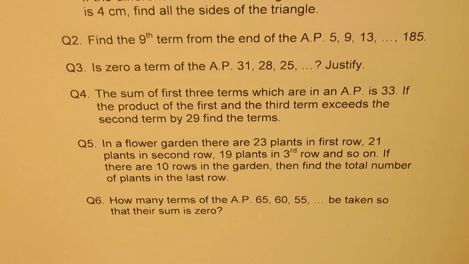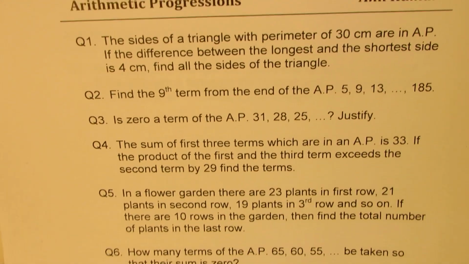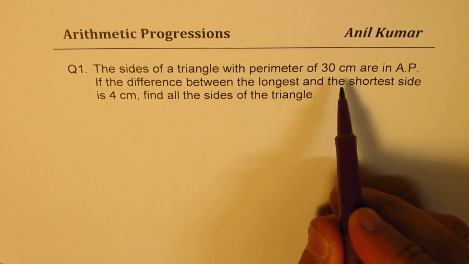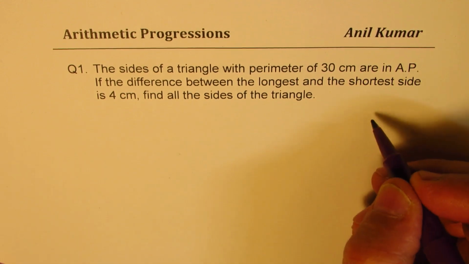Question number 6. How many terms of the AP 65, 60, 55 will be taken so that their sum is 0, right? So I hope the questions are absolutely clear. You can pause the video, answer these questions, and then look into my suggestions. Let's begin with the solution of the very first question, which is the sides of a triangle with perimeter of 30 cm are in arithmetic progression.